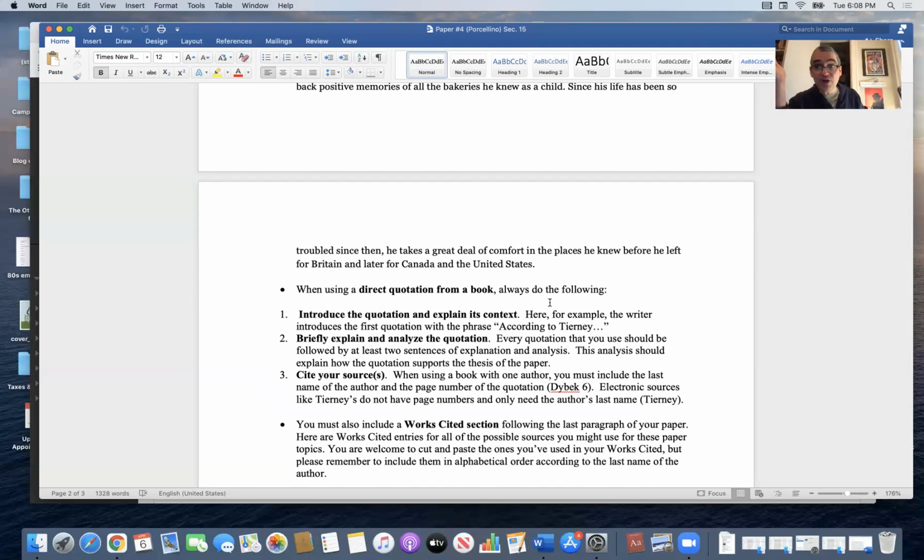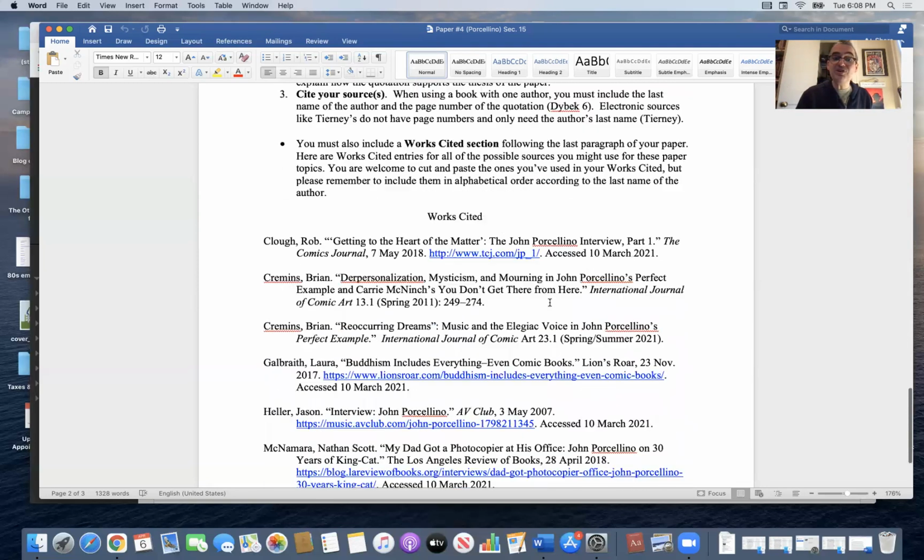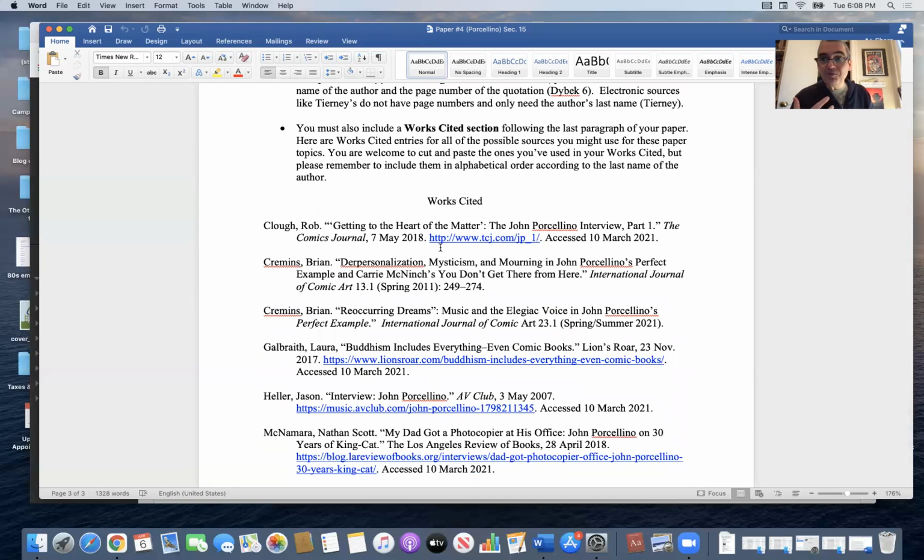So if you're citing from the Rob Clow interview from the Comics Journal, all you're going to put after a quotation, even if it's John Porcelino himself speaking, would be Clow in the parentheses, because the reader needs to know that. If they're going to look up that interview, they're not going to be able to look it up with Porcelino in the parentheses, because he's not the author of the whole article or of the interview. It's actually Rob Clow. So remember, those internal citations match with these works cited entries, okay?